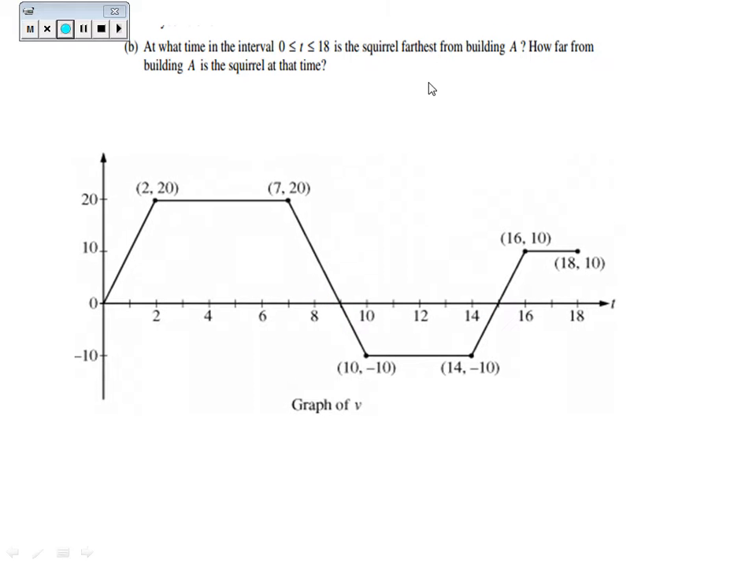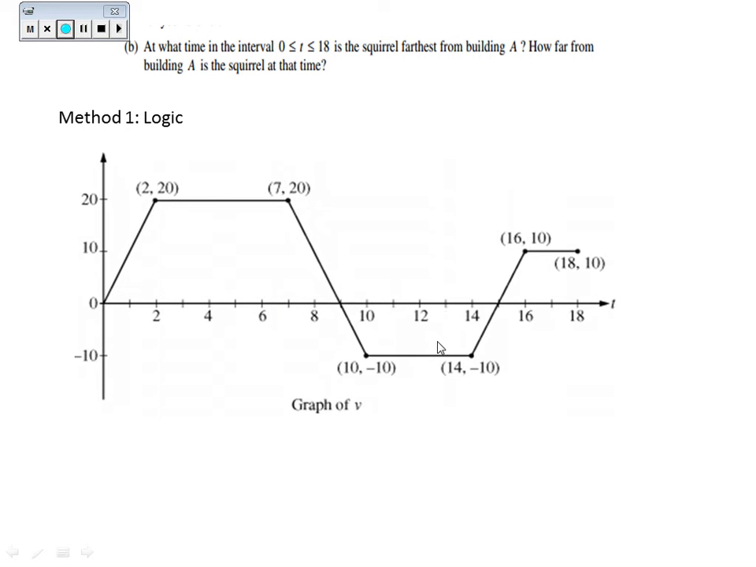Part B. At what time in the interval 0 to 18 is the squirrel farthest from building A, and how far from building A is the squirrel at that time? Well, there's two methods that we can take this question, and the first one is logic. As we can see, this trapezoid is the biggest trapezoid from 0 to 9, which means that it has traveled the farthest distance because the integral of this region would be the position of the squirrel.